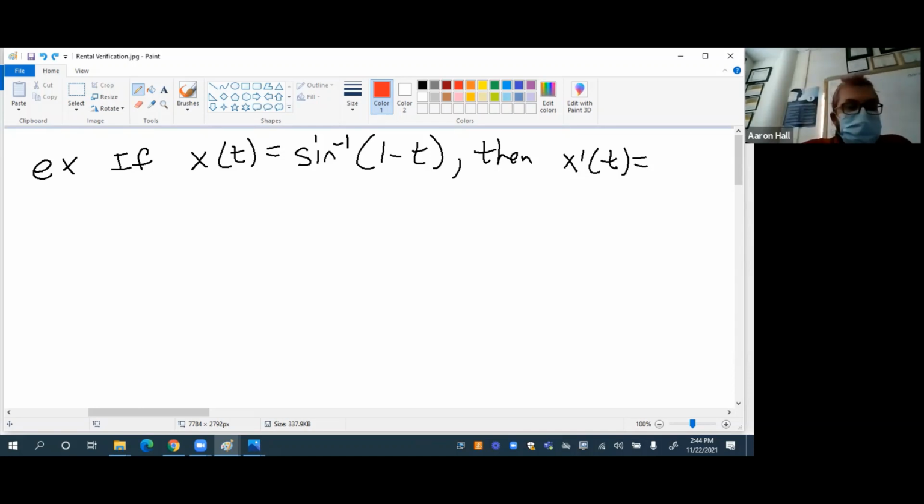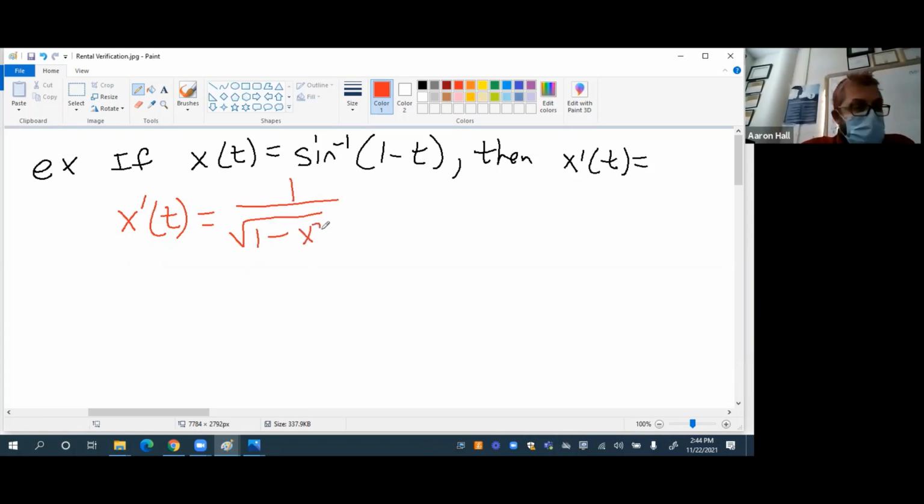Since we got the inverse of sine, wouldn't we just plug in, the y prime equals 1 over the square root of 1 minus x squared. Is that it? We would have to replace the x in that with 1 minus t. Nice. 1 minus t squared, okay.